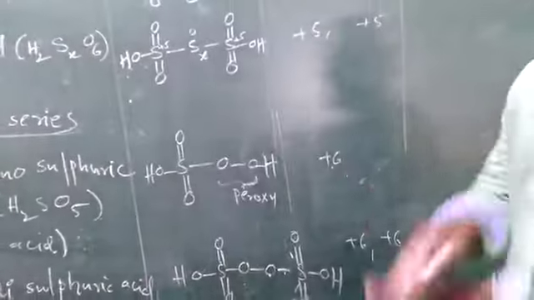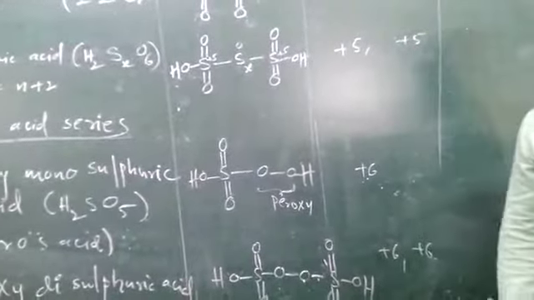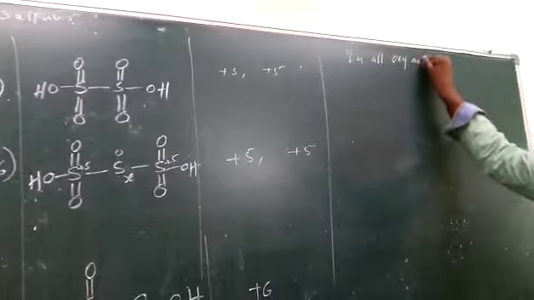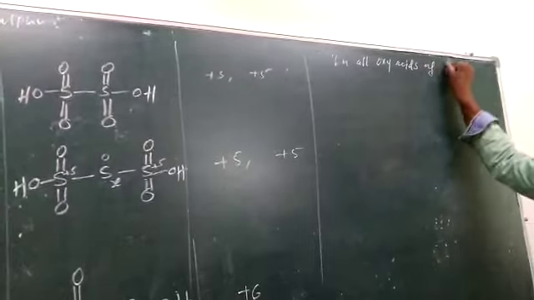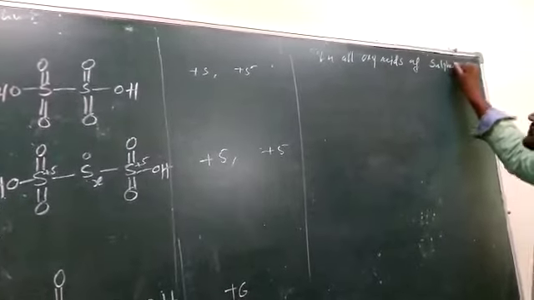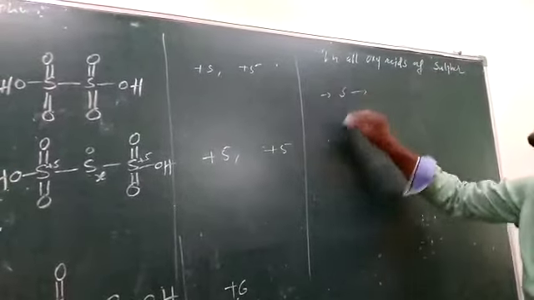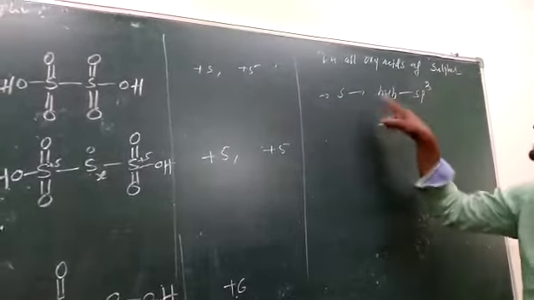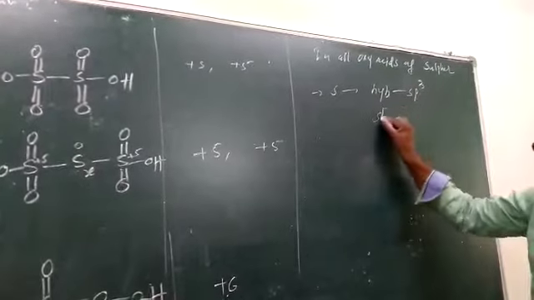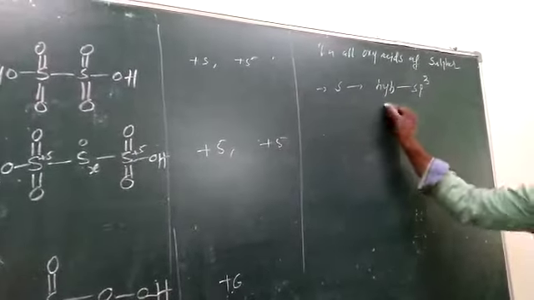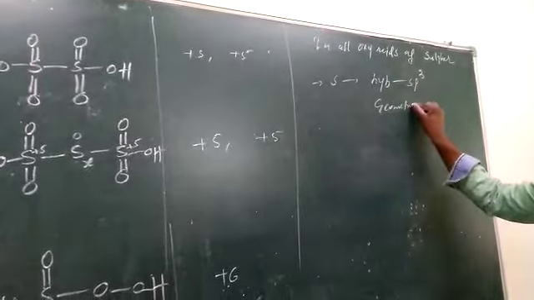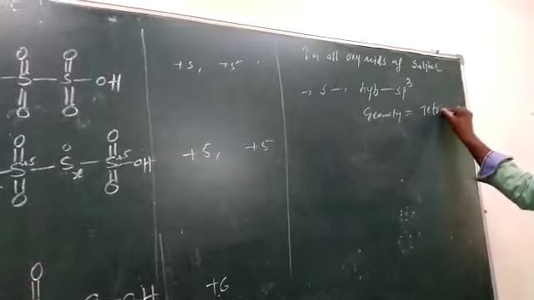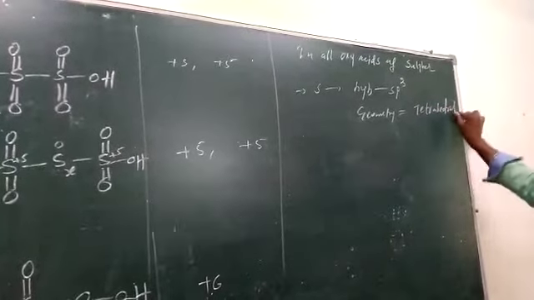Among all these oxy acids of sulfur, the hybridization of sulfur is sp3 and the geometry is tetrahedral.